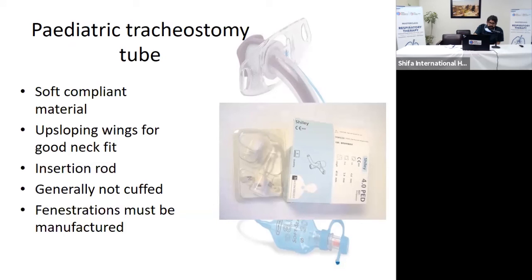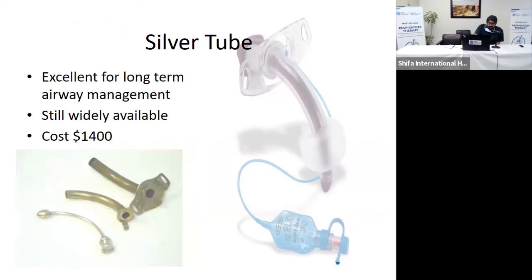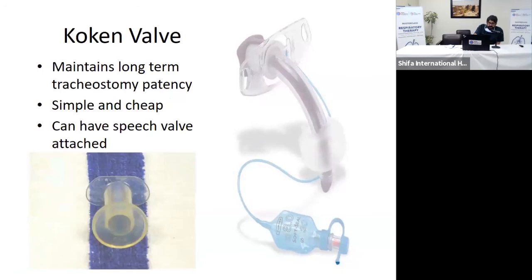Pediatrics, again, there's not that much variety available, but it's the same principle. We have to look for the best for those children. The other ones which we don't have here are the adjustable flange ones. If you're doing a low tracheostomy and there's a big gap, then we use adjustable flange ones. Silver Negus tubes were the old style tubes, and they are still widely used. I still feel they are the best ones to use because they cause less granulation, less stenosis, and are easier to use and clean.